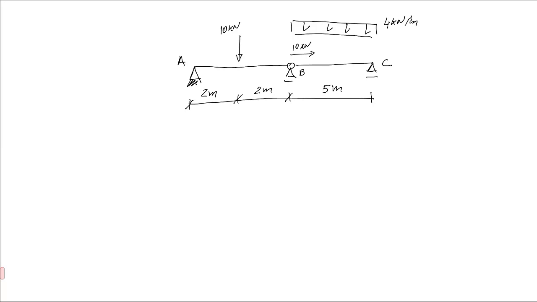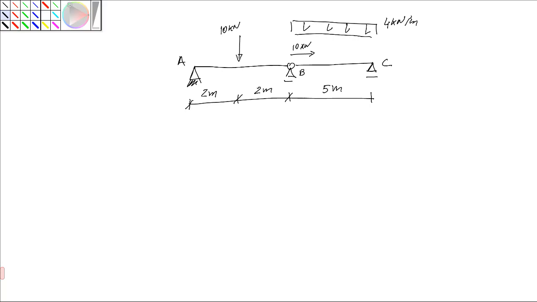We have here a beam composed by two segments, this one and then this one, connected by this hinge here. We have three supports: a hinge here, a roller here, a roller here, and then we have a concentrated vertical load here, a concentrated horizontal load applied at B, and a uniformly distributed load of 4 kilonewtons per meter. And the objective is to compute the internal forces diagrams.